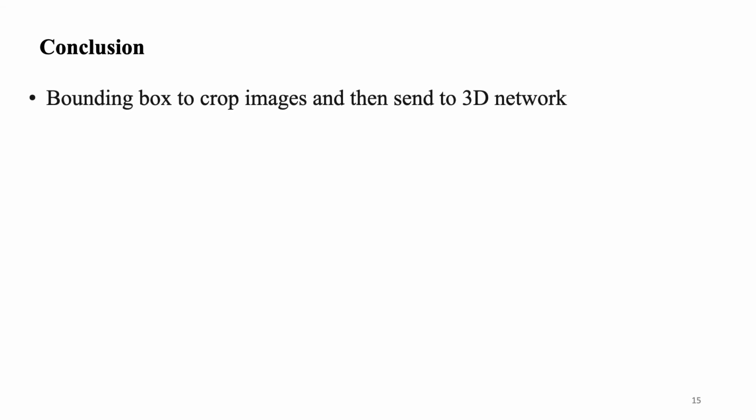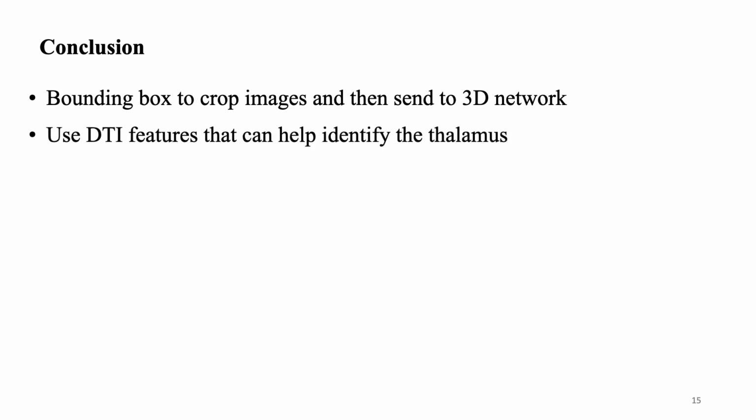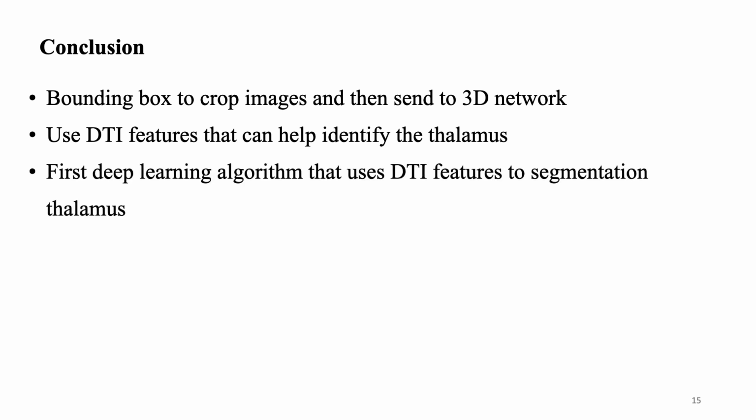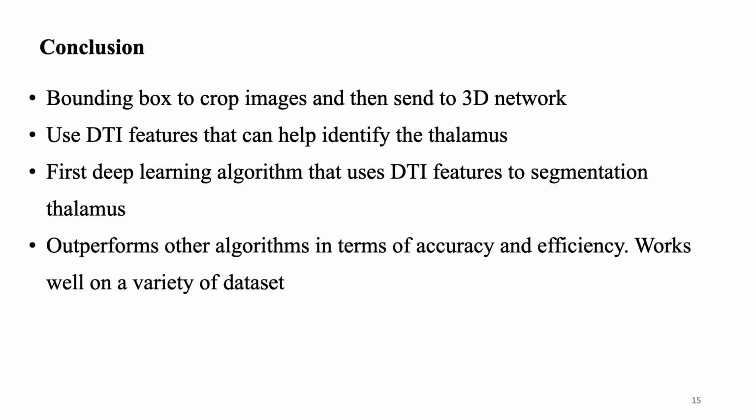So in conclusion, we use a bounding box to crop images and then send them to the 3D network. We use DTI features that can help identify the thalamus. It is the first deep learning algorithm that uses DTI features and MP-RAGE to segment the thalamus, and it's able to outperform other algorithms in terms of accuracy and efficiency, and it also works well on a variety of data sets.